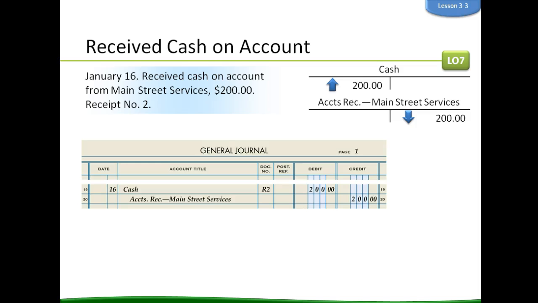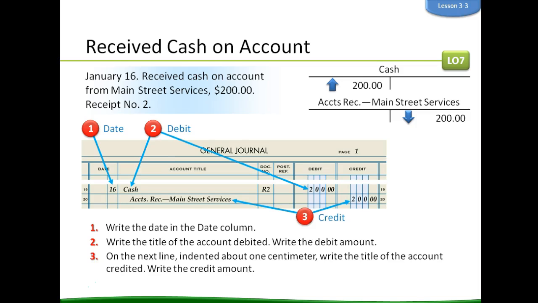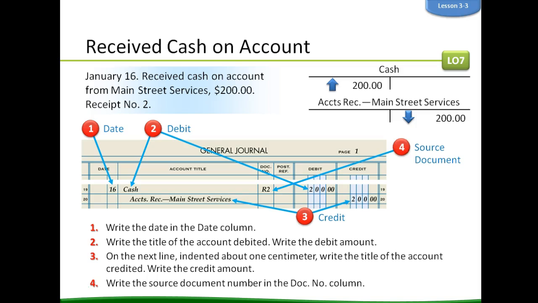Accounts receivable, remember, is an asset, so this would make sense to us why one asset is increasing, the other is decreasing. And if I go ahead and put in my January 16th date, I'm going to go ahead and debit cash. I'm going to credit accounts receivable. And then again, my source document, my R2, my receipt number 2.